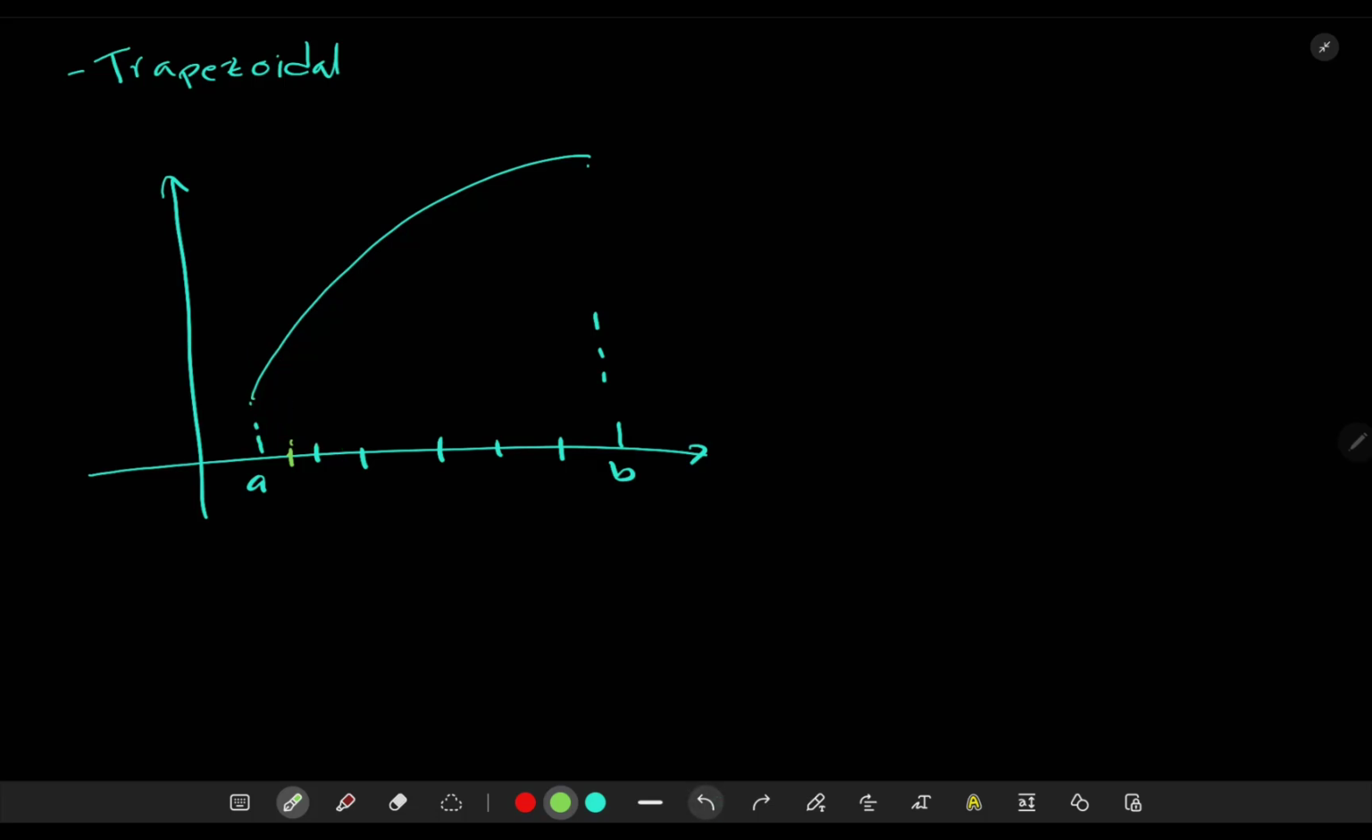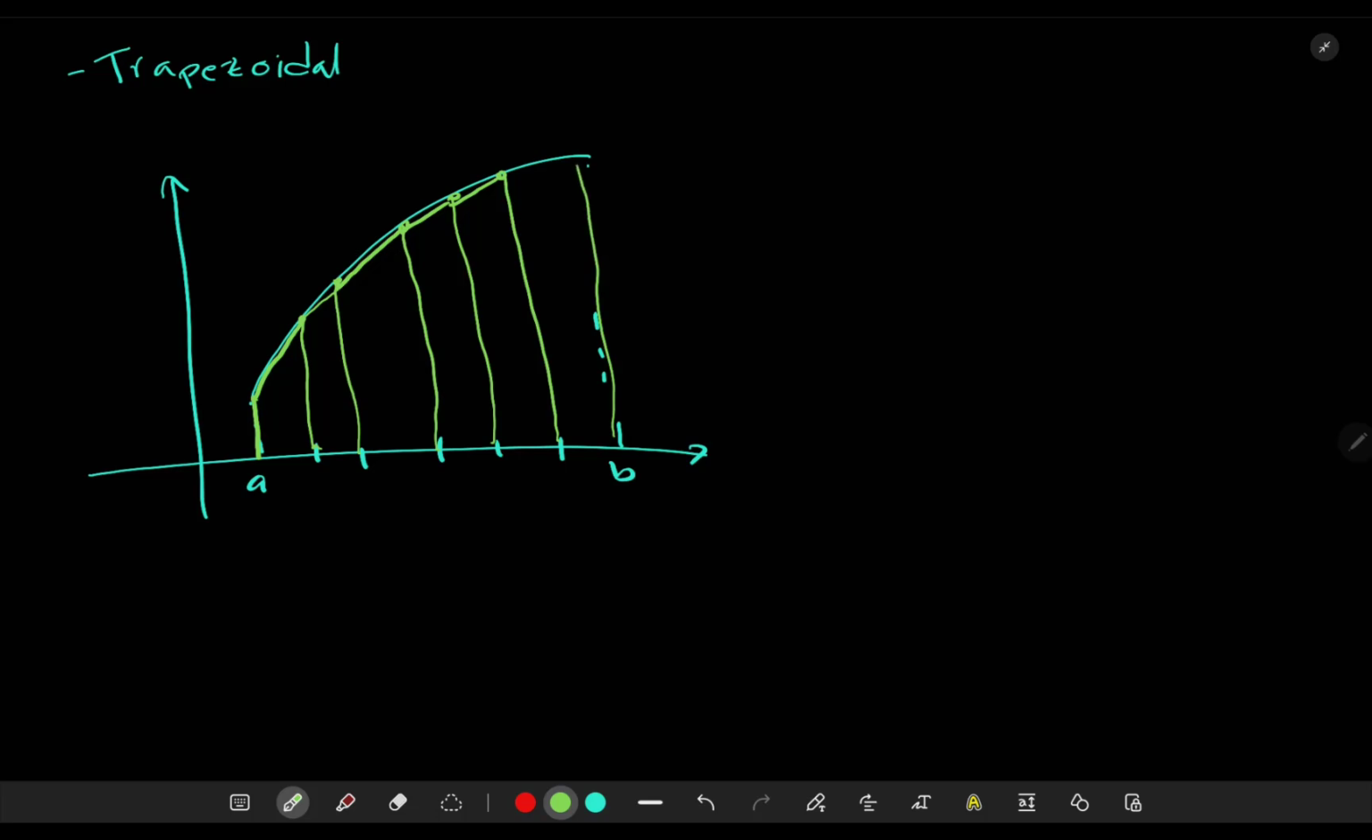So you're going to grab both heights at the ends here and here, and you're going to draw a straight line between them. So from here to here, straight line, from here to here, straight line. And that you can see is going to give you a better approximation than a rectangle. Not exact, but much better. And that's the idea of the trapezoidal rule. So you're going to be putting trapezoids.